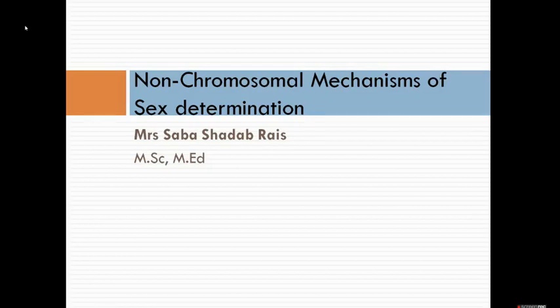One is the hormonal influence: how the hormone decides the sex of an individual, and what is the role of hormones. In that we will be learning two examples: free martin and sex reversal. Thereafter we will be talking about the environmental role.